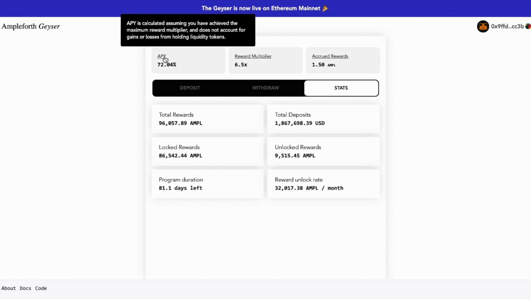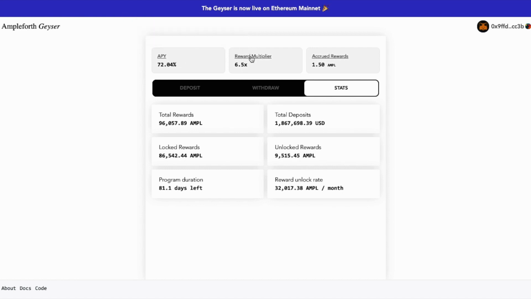In order for you to participate in the Geyser, you have to add liquidity to the wrapped ETH Ample Uniswap V2 liquidity pool, whether it be on Zapper or on Uniswap. Whichever the case, once you deposit your tokens into the Geyser, this does not reflect any impermanent losses or any gains of the value that is represented within that token. So if the value of ETH goes up, it will not be reflected in this 72.04%, or if the value of Ample goes up, it may or may not be reflective here in this percentage.